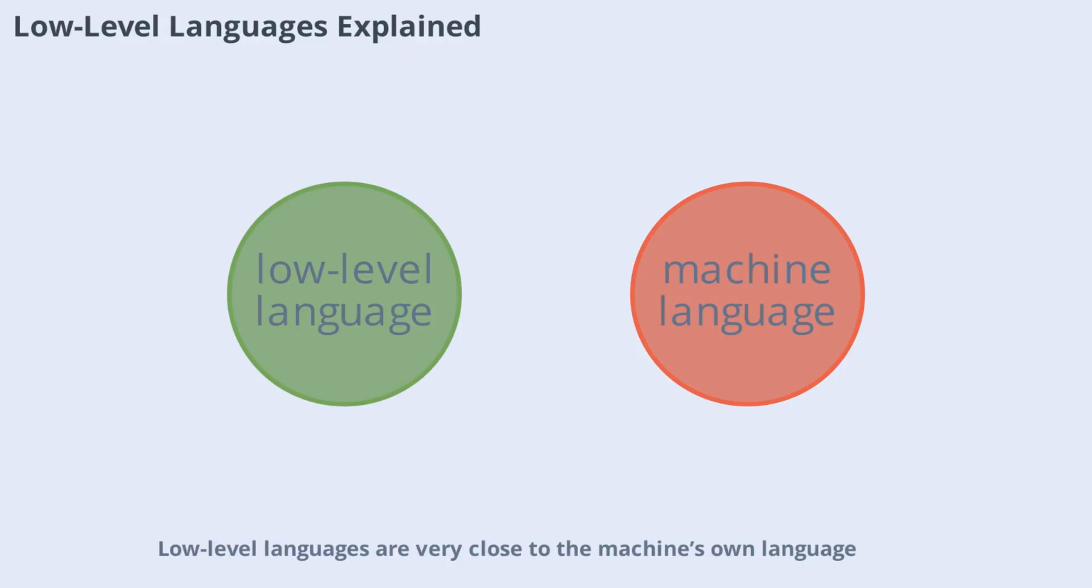Low-level languages are very close to the machine's own language. They use instructions that the computer's hardware can understand directly. This makes them extremely fast and efficient, but also much harder for humans to read and write. Programmers need to pay attention to every detail, which can be challenging. These languages are often used for tasks that require speed and direct control over the computer's operation.